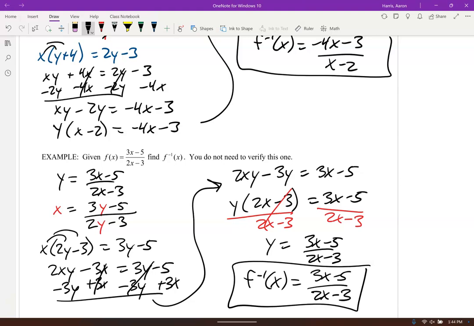Notice if we graph the original rational function as well as the inverse, which is the rational function, you'll see that those things are reflective about the line y equals x.